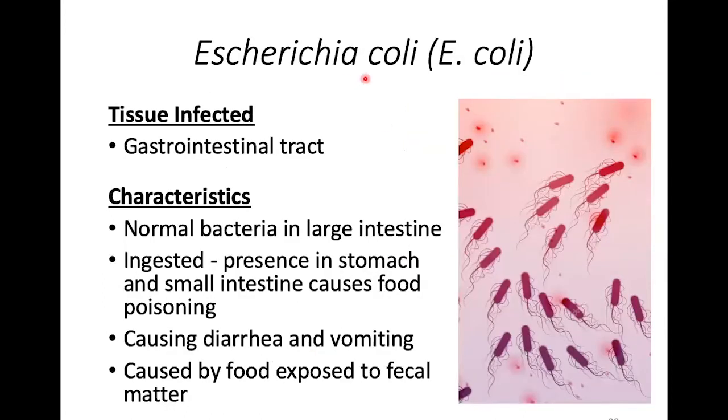E. coli, these are actually a normal bacteria that occur in the large intestine. So they are part of our normal bacterial flora. And not only us, but the entire animal kingdom contains E. coli within their large intestines. The problem is when you ingest a high amount of E. coli due to some sort of contamination with food, this then, once in the stomach and the small intestine, causes food poisoning.